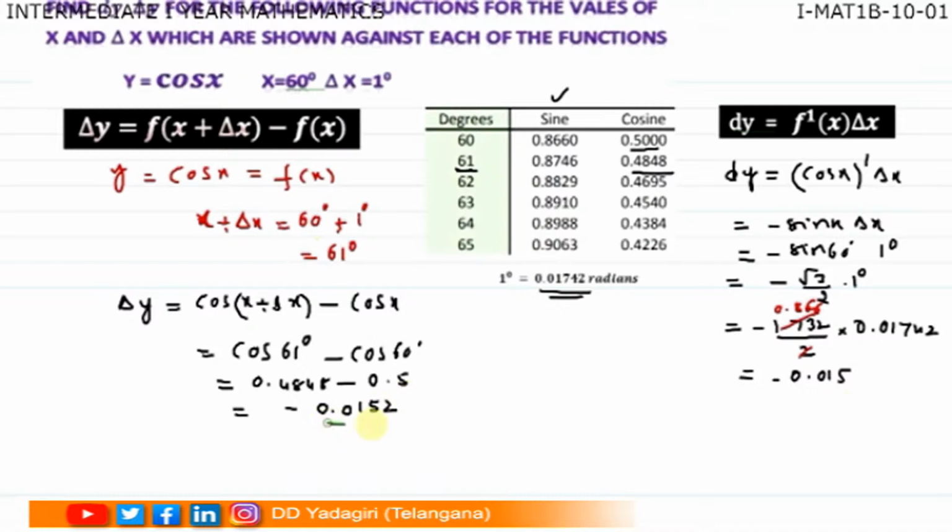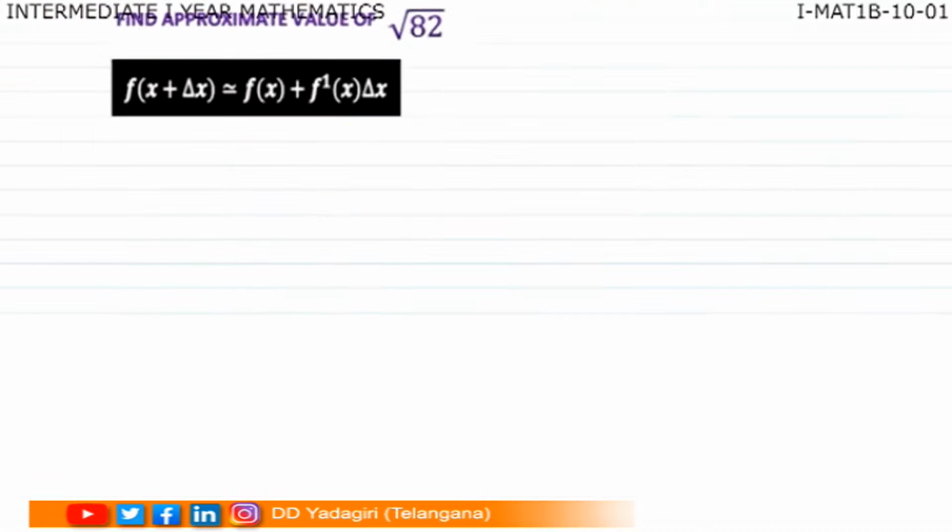Observe these two answers again. These two are approximately equal, which can be written as delta y is approximately equal to dy. So this is the concept. So far we have calculated dy and delta y problems. Now let us see the next type of problems here.